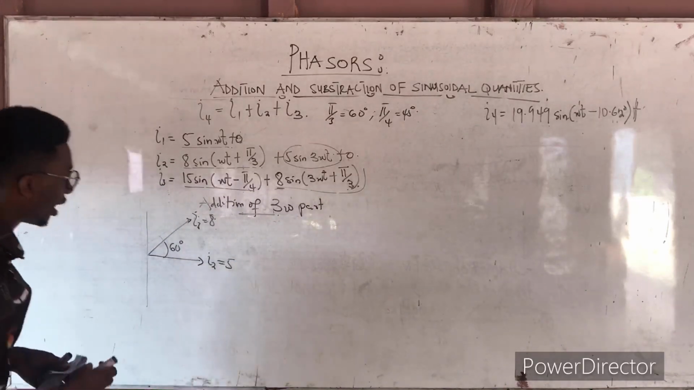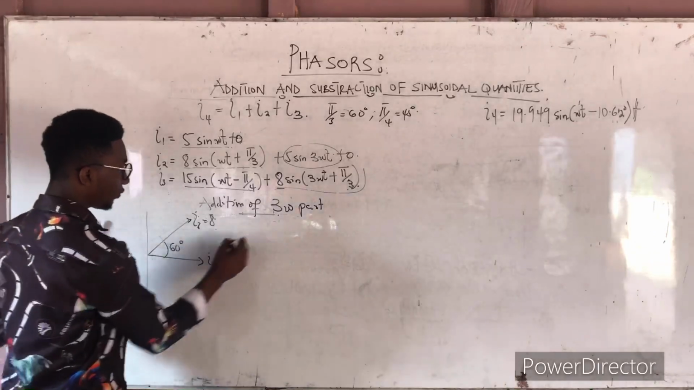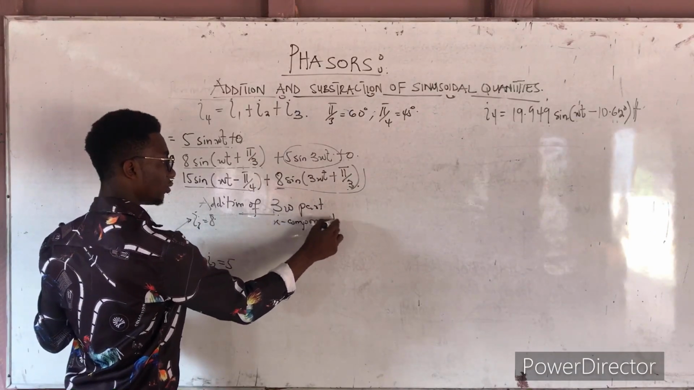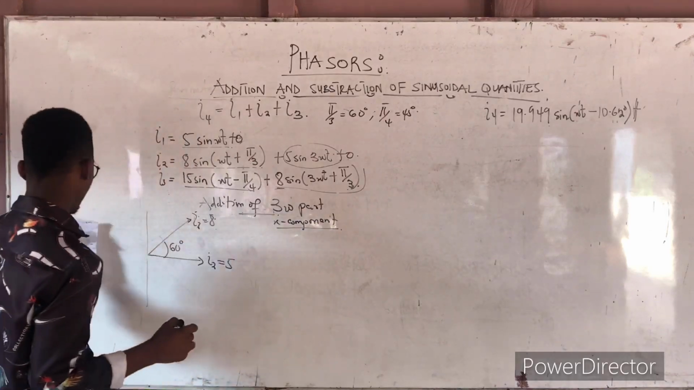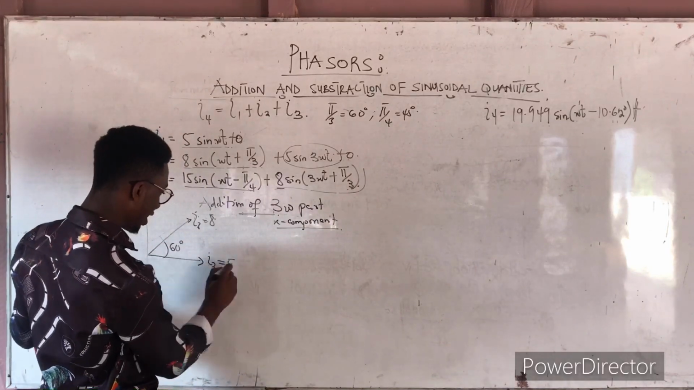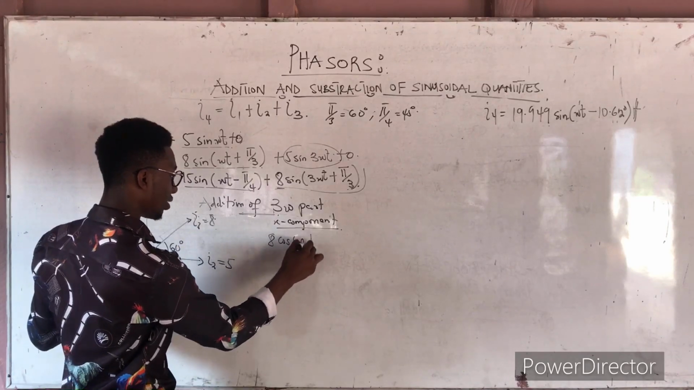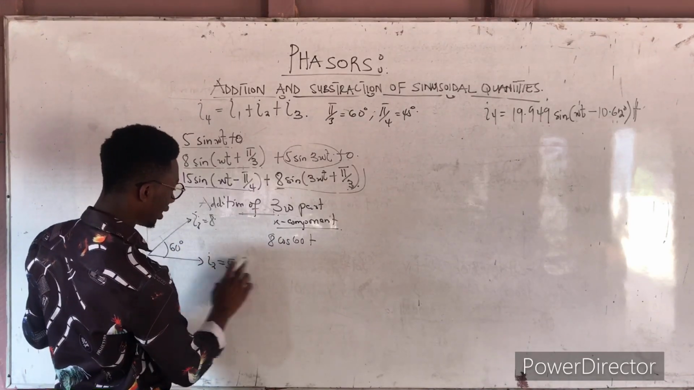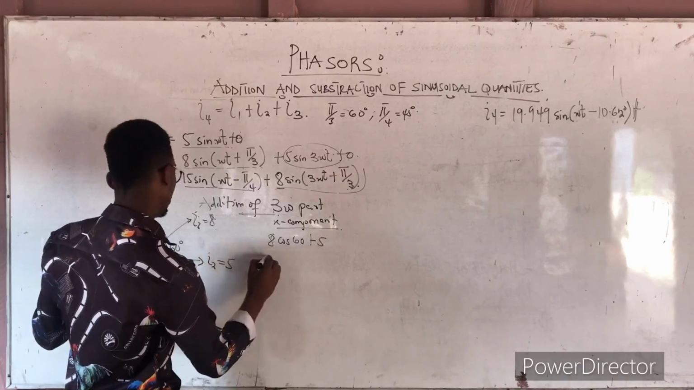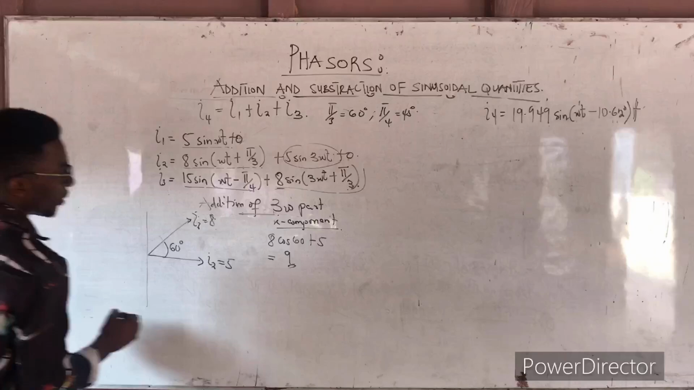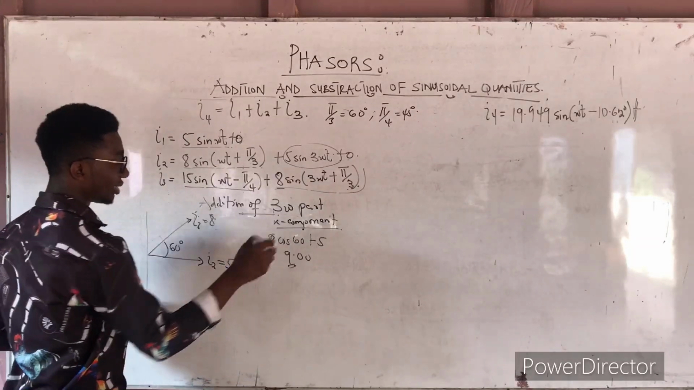Okay, so what do you do here? You go to the same procedure. You have to find the x component. Finding the x component is also very simple here. You have to resolve this into the x. That will give you 8 cos 60 plus 5, which is already in phase. Now when you do this, you are getting 9.